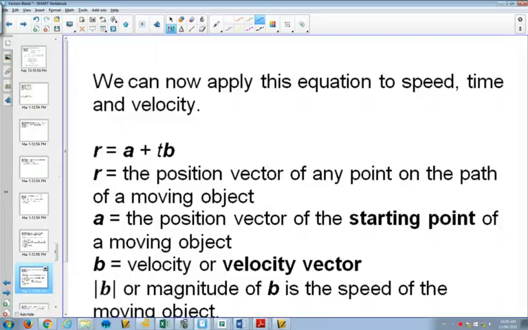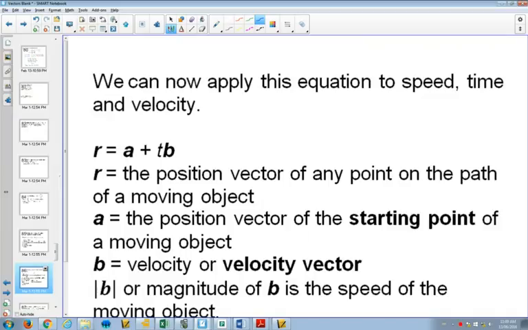So again, r is a position vector of any point on a path that an object is taking. So maybe a moving object is traveling in a straight line. Your a is a starting point of when that point is starting on that line, and t, the parameter, is going to be your time. Your vector b is going to be your velocity vector, and the length of b is going to be your speed. So let's just take a simple example.